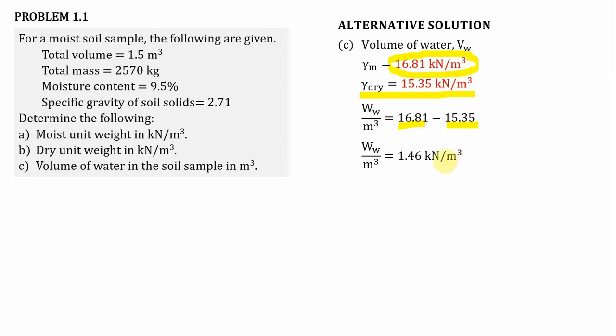Okay? Nakuha nyo? So 1.46 kilonewton per cubic meter. That will be our weight ng water per cubic meter of soil. Take note that the total volume niya is 1.5 cubic meter. Ang assumption natin dito is in every 1 cubic meter. So, how to solve the weight ng water?